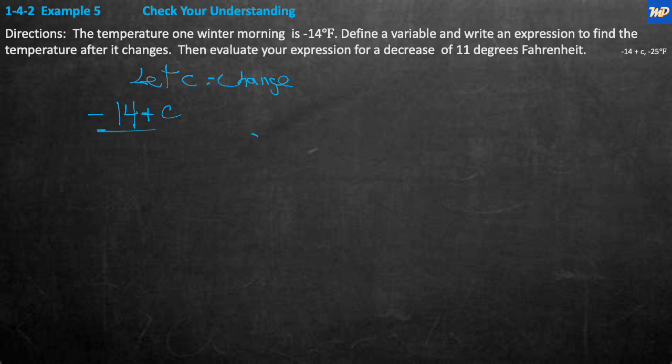So here's our expression. Now they want us to solve it for an 11 degree decrease. So we have negative 14 plus negative 11. These are the same sign. What do we do when they're the same? We add them. So 14 and 11 is 25, right? And they're both negative, so that means we just use the negative sign. That's whatever the sign is. And I'll say negative 25 degrees Fahrenheit is the new temperature. Okay?